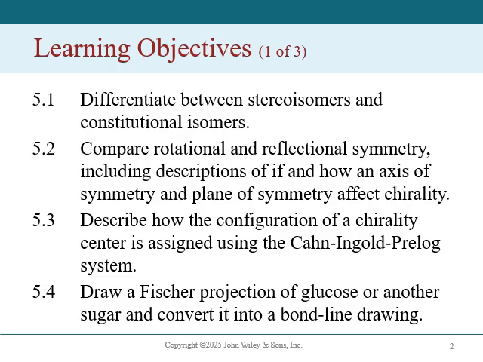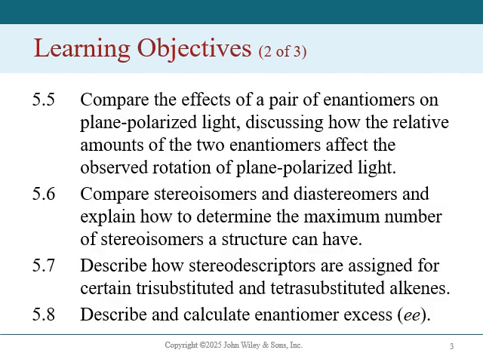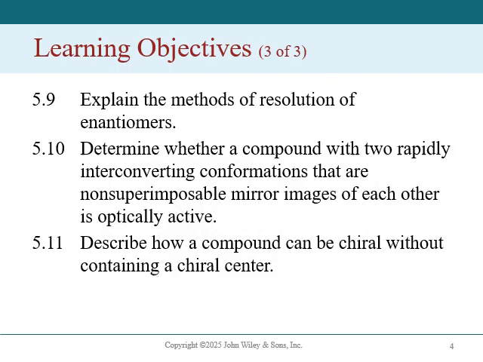Describe how the configuration of a chirality center is assigned using the Cahn-Ingold-Prelog system. Draw Fischer projections. Compare effects of pairs of enantiomers on plane polarized light. Compare enantiomers and diastereomers. Describe how stereo descriptors are assigned for certain trisubstituted and tetrasubstituted alkenes. Describe and calculate enantiomeric excess.